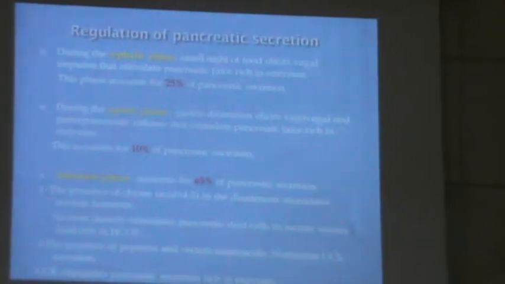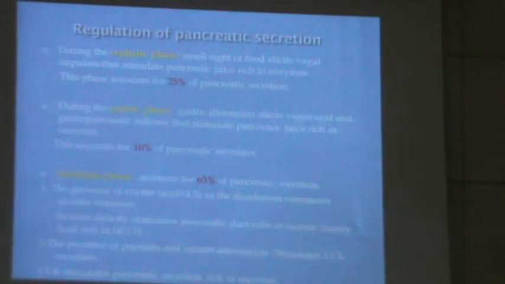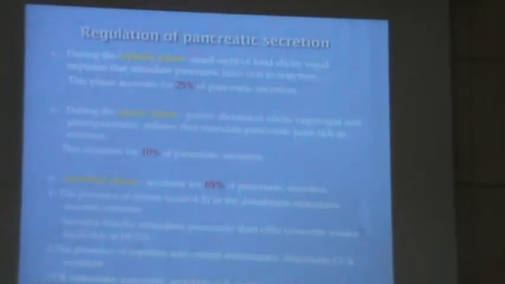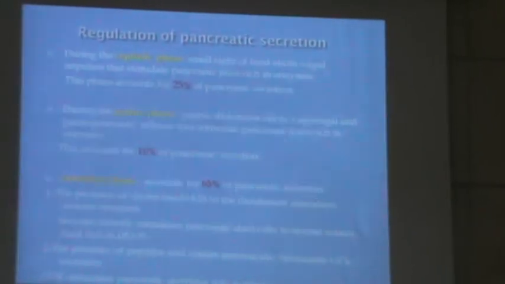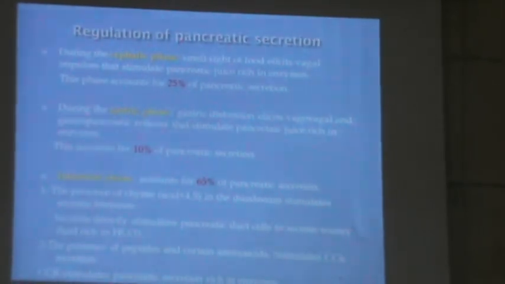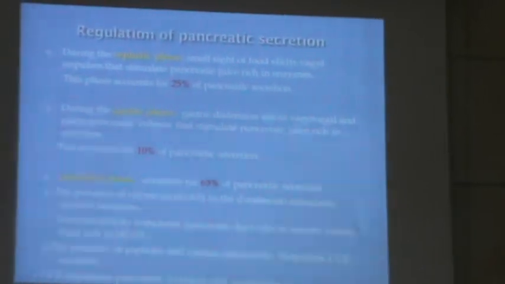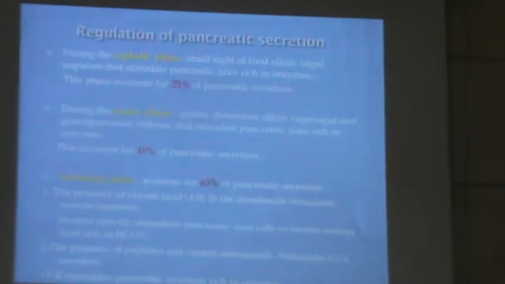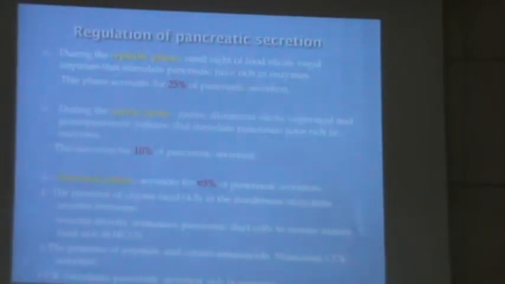The cephalic phase is mediated by long vagal efferents. Long vagal efferents from the brainstem that reach the stomach and the pancreas. In the pancreas, it will stimulate the acinar cells to increase the synthesis of digestive enzymes. This phase accounts for 10% of the total pancreatic secretion during the process of digestion.